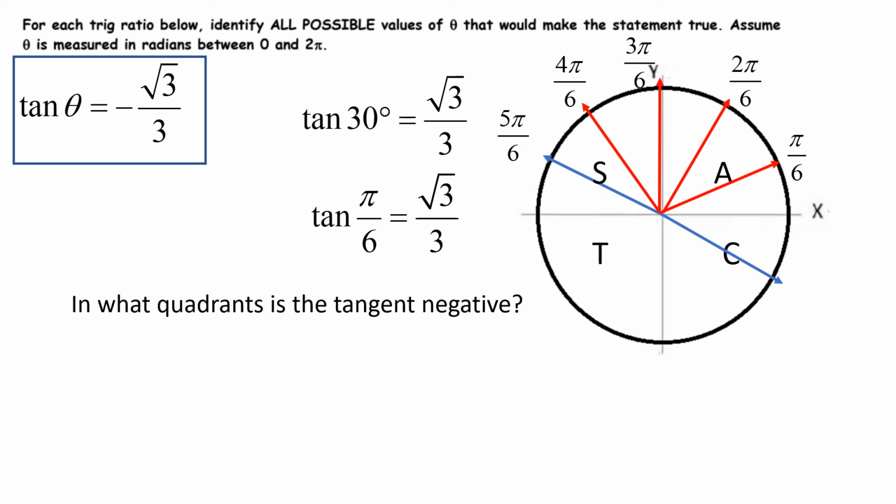But it would also be negative over here. Well, I'm going 180 degrees, or pi, from this point over to this point. So I can say I'm going to go 5 pi over 6 plus 6 pi over 6. So I know that this point over here would have to be 11 pi over 6. So I know that the tangent would equal negative square root of 3 over 3 at 5 pi over 6 and 11 pi over 6.